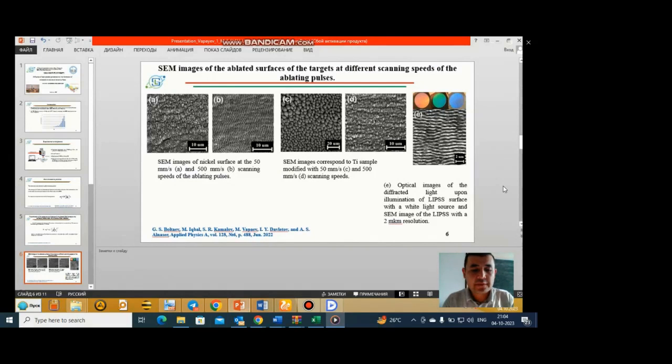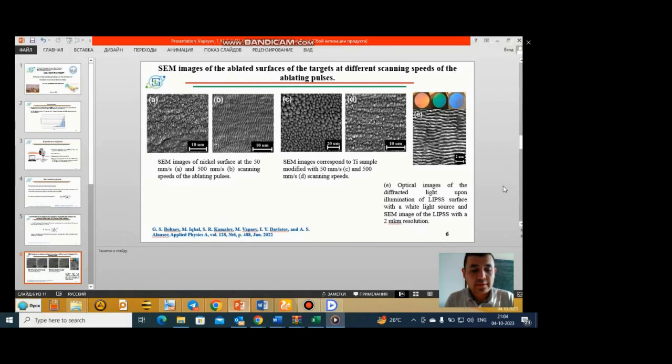We used different scanning speeds and analyzed the sample by SEM to find an optimum speed to form regular LIPSS without creating craters on the ablated surface. The figure represents SEM images of the modified surface at 50 and 500 mm/second scanning speeds of the laser pulses.